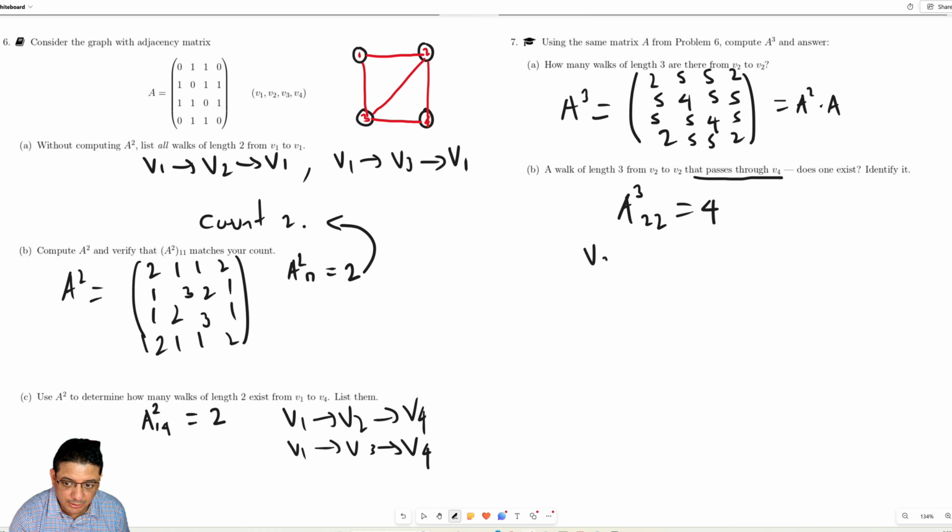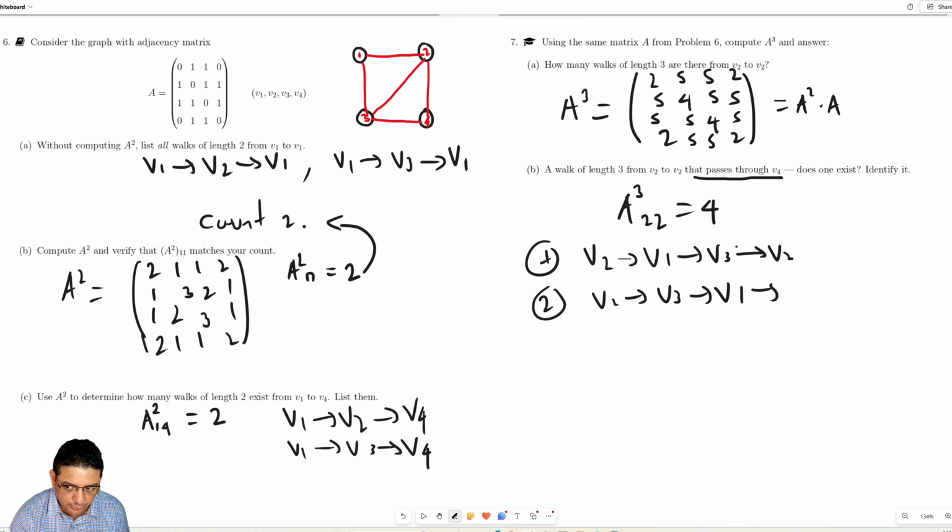So for example, we have from B2 go to B1, go to B3, and then come back to B2. This is one walk. We're doing from here to here to here, and then back to here. Okay, number 2, another walk is going to be from B2, go to B3, go to B1, and then go to B2. Once again, notice from B2, we're going to B3, and then to B1, and then to B2. We're doing this circuit here.